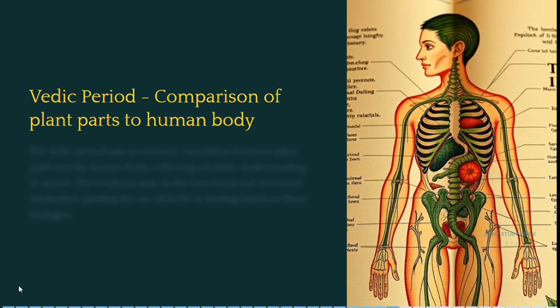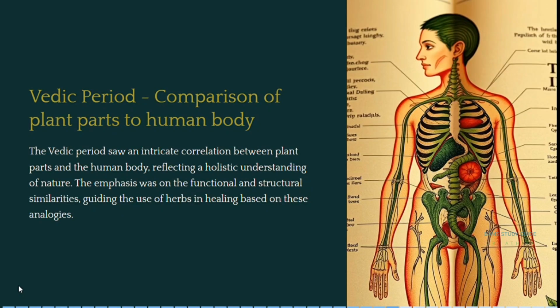In the Vedic period, there was a unique comparison between plant parts and the human body. This reflects a holistic understanding of nature where both structure and function were seen as interconnected. These similarities helped guide the use of herbs in healing based on their analogy with different parts of the body.